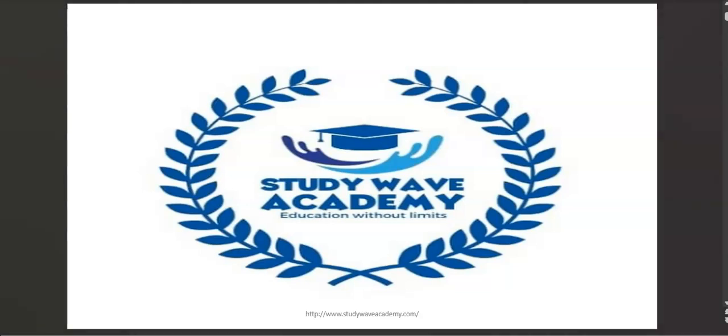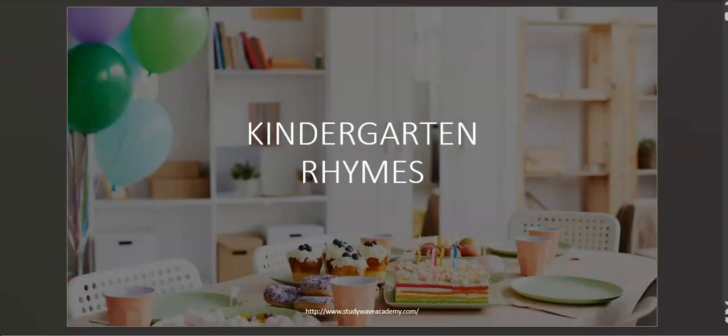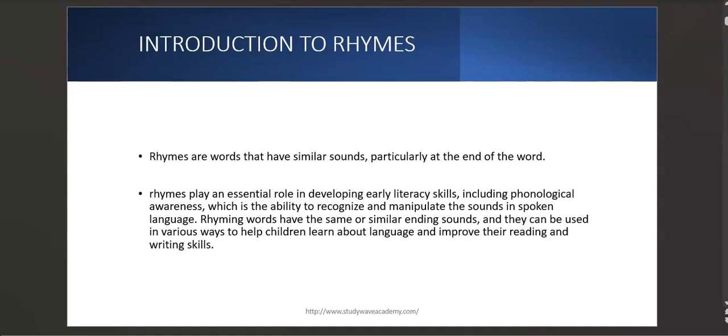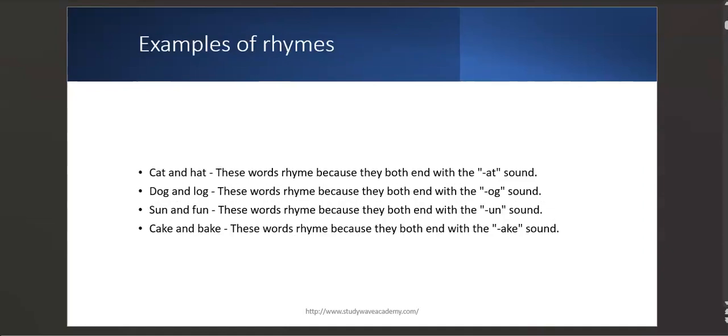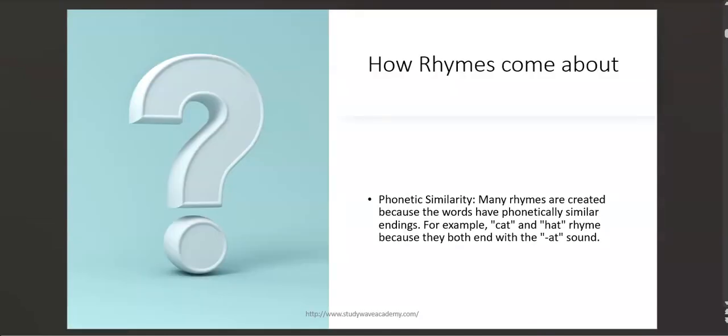Now, welcome to class. Welcome to our kindergarten class, where we're looking at rhymes. I have so far introduced what rhymes are, how to tell words that are rhyming, and what we mean by the word rhymes. I even gave examples of rhyming words and how to tell whether words are rhyming or not. And now I was looking at how rhymes come about. How can we tell that words are rhyming?